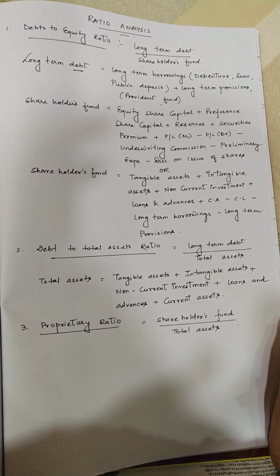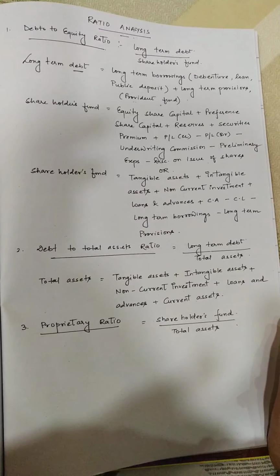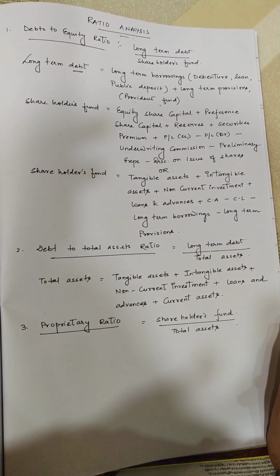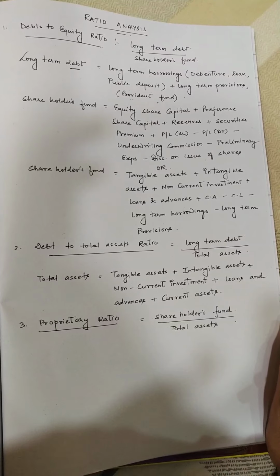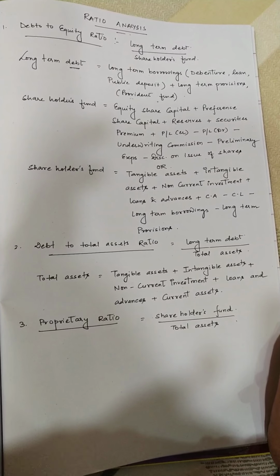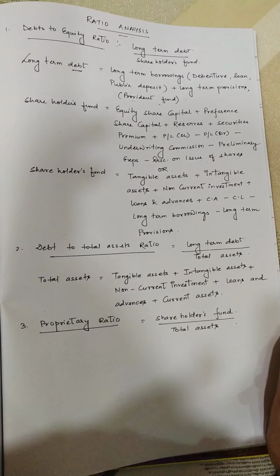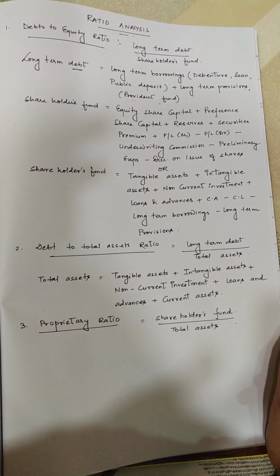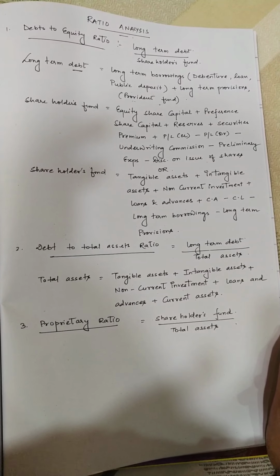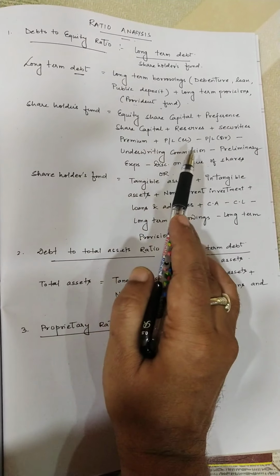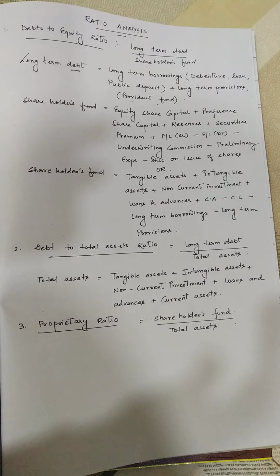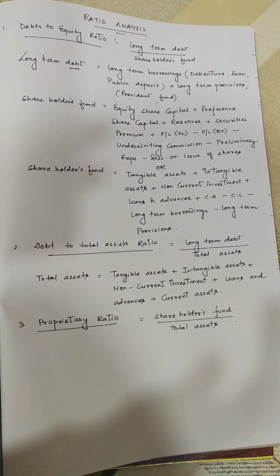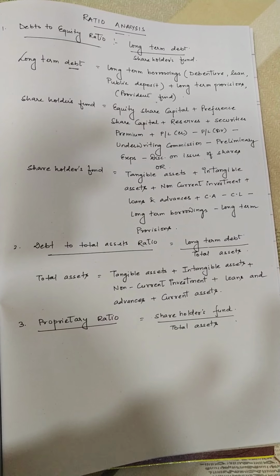The second formula is the debt to total asset ratio. The formula is long-term debt by total asset. And the total asset comprises tangible, intangible, non-current investment, loans and advances and current assets. And the final one is the proprietary ratio, that is shareholder fund by total asset. In the earlier formula we learned the shareholder fund concept: we add equity, preference, reserve, securities premium. And total assets means fixed assets plus intangible assets plus investment, loans, current assets. Clear?